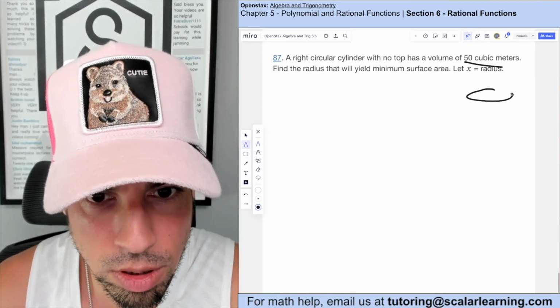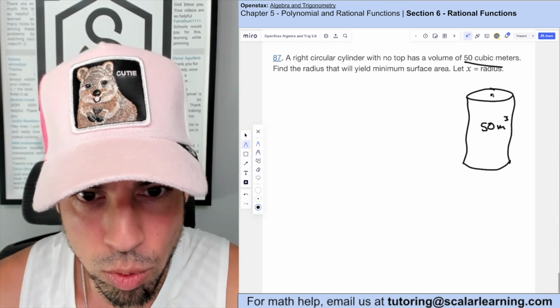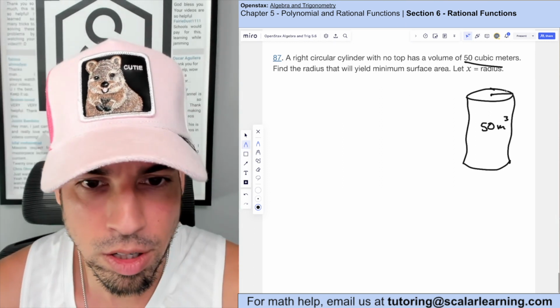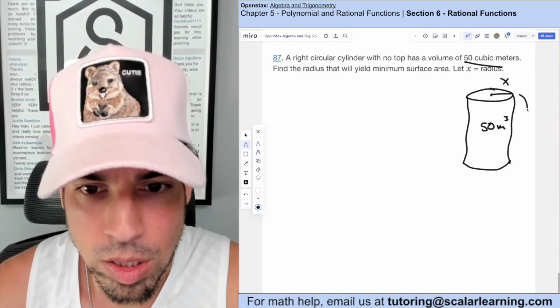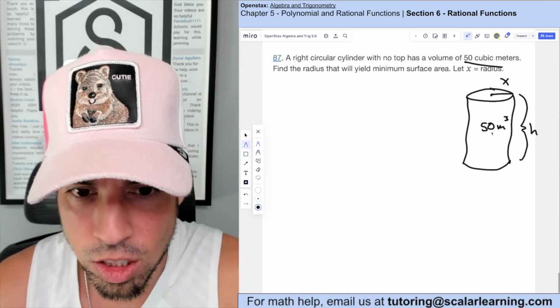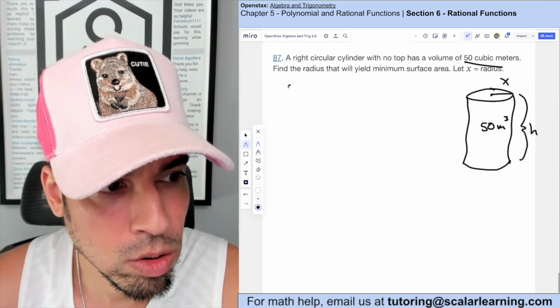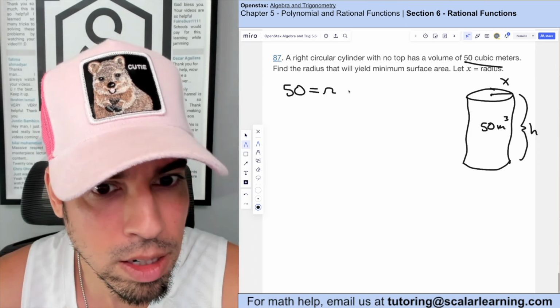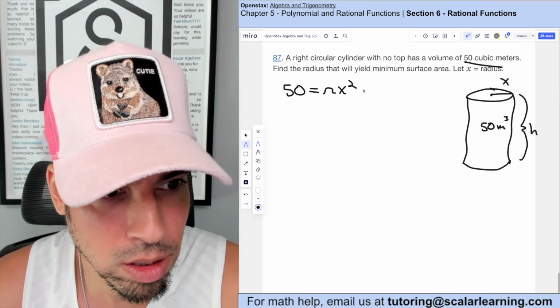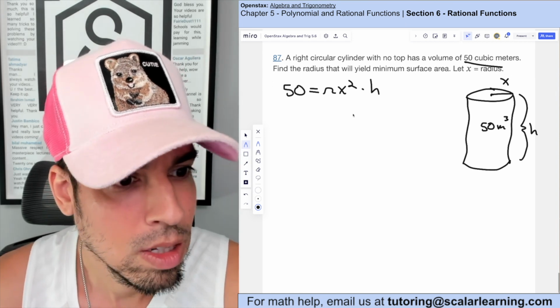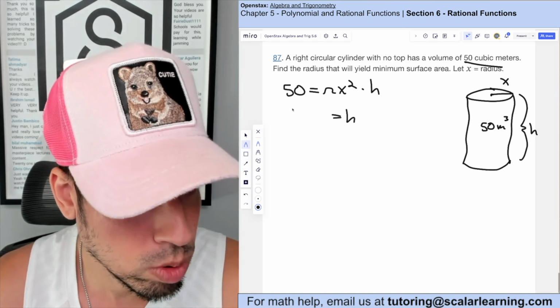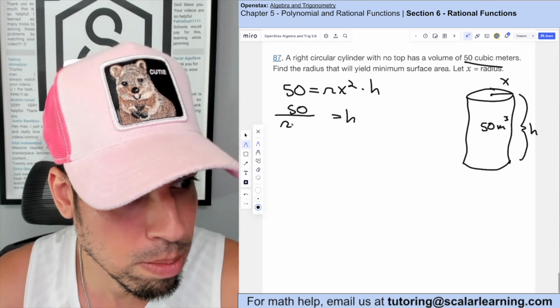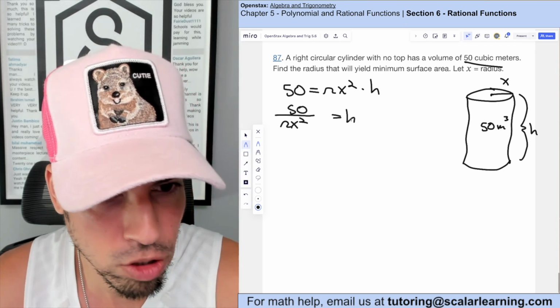A right circular cylinder with no top has a volume of 50 cubic meters. So let's draw that out. Find the radius that will yield the minimum surface area. So x is our radius. We don't know the height, but we can come up with an expression based on the volume. The volume of a cylinder, 50 in this case, equals pi times radius squared times the height, which means that if we divide by pi x squared, the height is 50 over pi x squared.